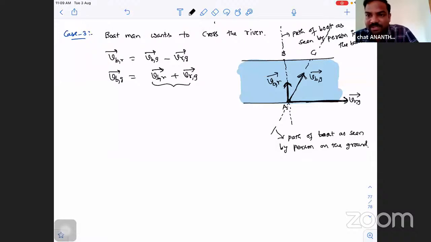Because of river velocity, the boat will be seen along the AC line from the ground, but from inside the boat it appears along AB. So that is the idea of relative motion. As the observer changes, the motion of the object also changes.